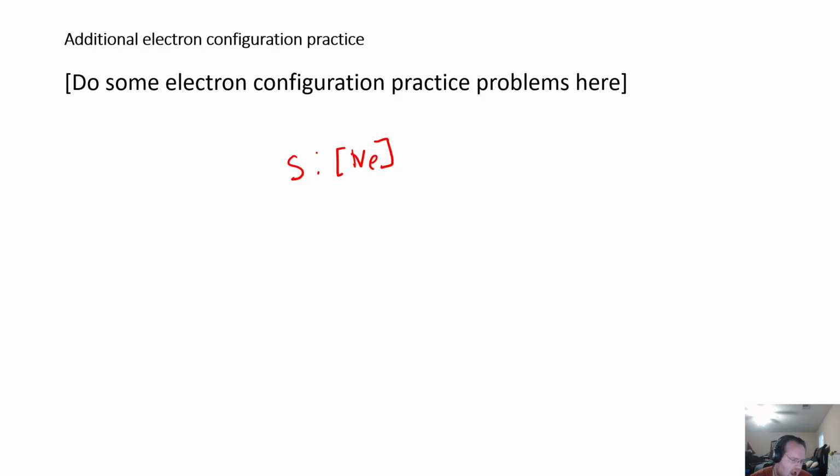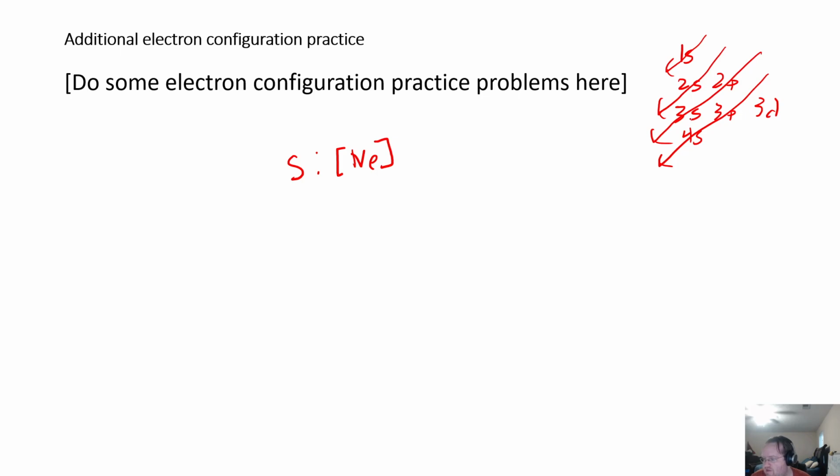I know that neon stops at 2p. If I'm using the version where I write out 1s, 2s, 2p, 3s, 3p, 3d, neon has 1s filled, 2s filled, and 2p filled. Since 2p is filled, my next electrons go into 3s. And s can only hold 2 electrons, so it's going to be 3s2. Then I have to go to the next one. After 3s, we go to 3p.